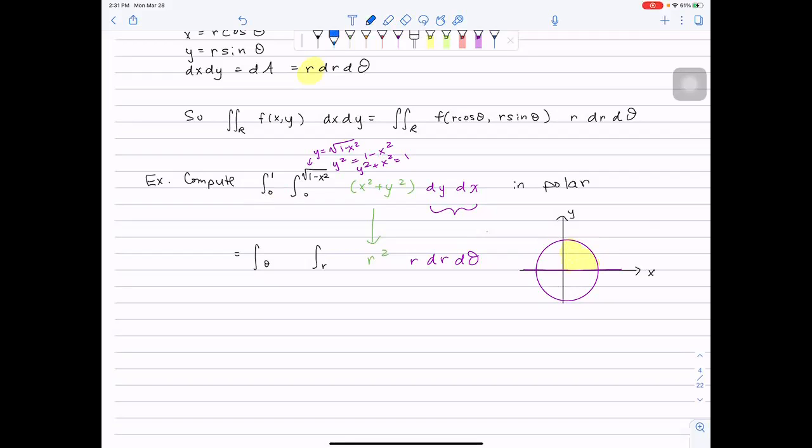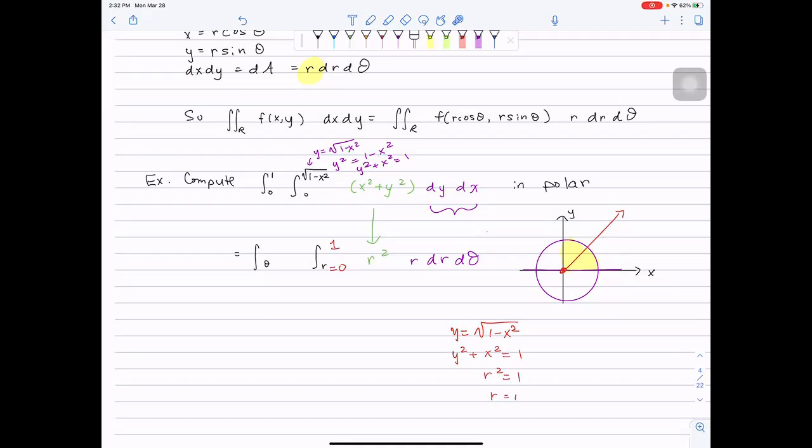So now when we're doing polar bounds, for r, we want to draw, again, a line increasing radially outwards. We start at the origin, which is r equals 0. And then we end at this circle part, which we said was y equals square root 1 minus x squared. But we want to rewrite that in polar coordinates. So what is that in polar coordinates? Well, we said that's y squared plus x squared equals 1, or r squared equals 1, or r equals 1. So that's our upper bound for r.